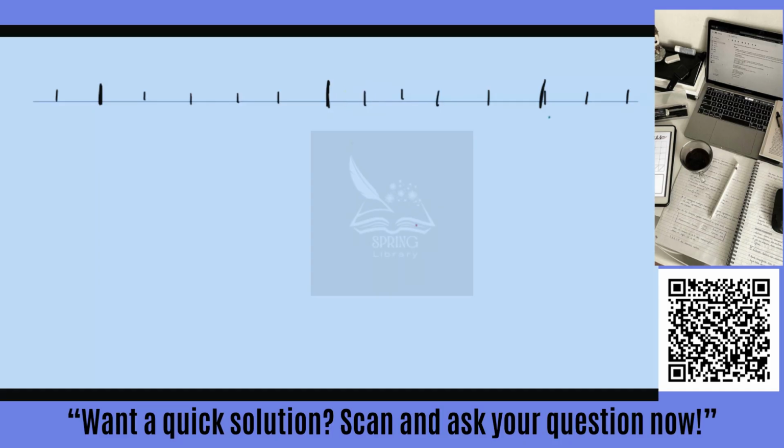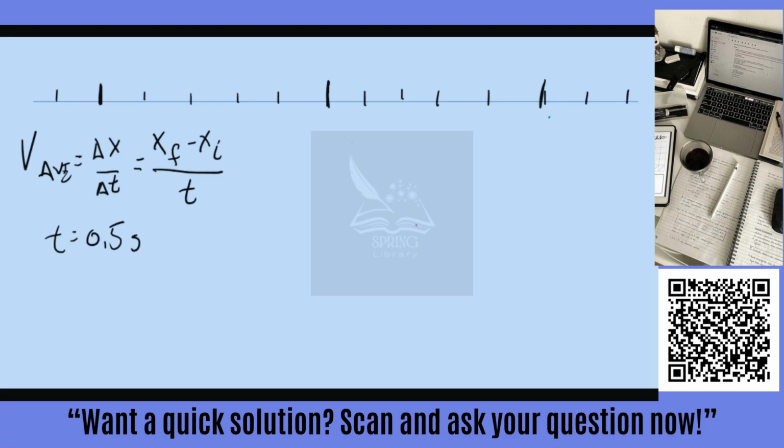We have three cars that are moving in one dimension. We are going to find the average velocity. The average velocity, v_avg, is equal to the change in position divided by the change in time. And of course, the change in position means the final position minus the initial position. And that is the key to being able to solve this problem, divided by the time. The time for each of these is equal to 0.5 seconds.